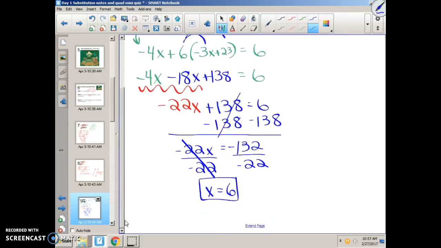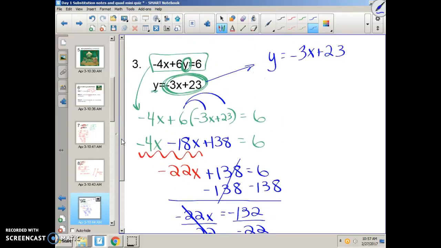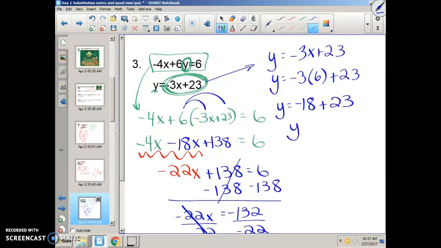We figured out down here that x is equal to 6, so in place of x, put 6. This should be the easiest part of this section, because you're just subbing it in and solving. Negative 3 times 6 is negative 18. Add it to 23, and we get y is equal to positive 5. Woo! So there's our solution for that problem.